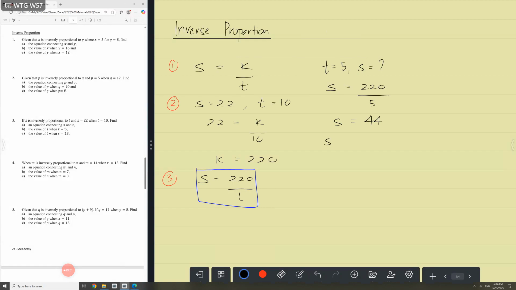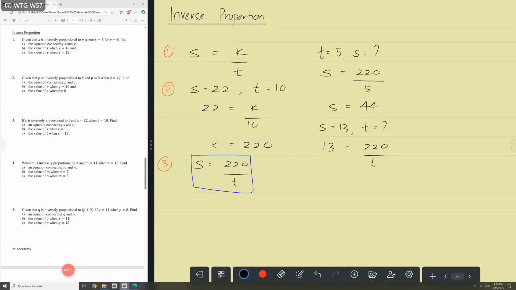So for part C, when S is equals to 13, find the value of T. So using the same formula, so now S is 13 equals to 220 over T. So in this part, you need to use your algebraic knowledge, right? How to get the value of T. So T is simply 220 over 13. And again, using your calculator, 220 divided by 13 is equals to 16 and 12 over 13. Okay, so use your calculator to your advantage and you will get the answer.